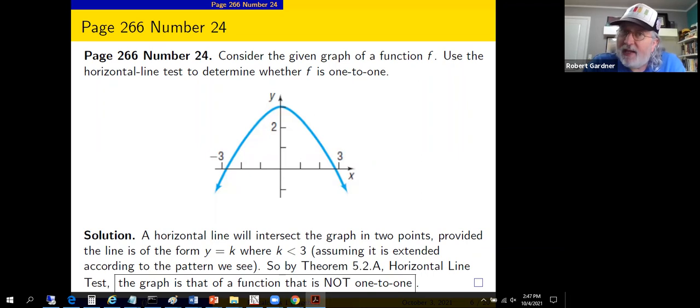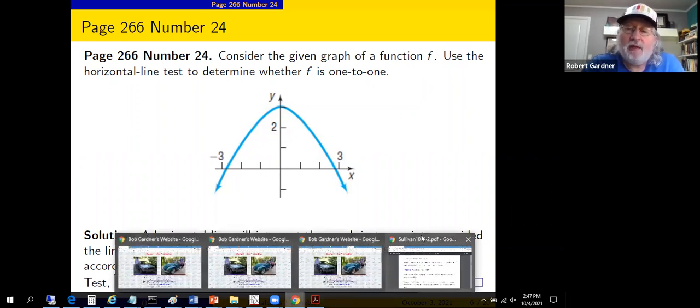The horizontal line test is very easy to apply. Of course, you need a graph. And by now, you know the story behind graphing. Graphing's quite a challenge.